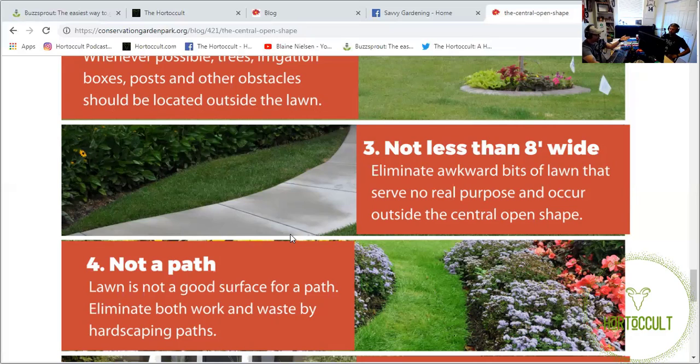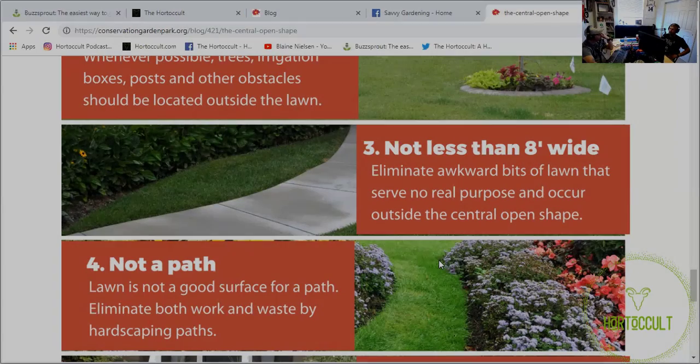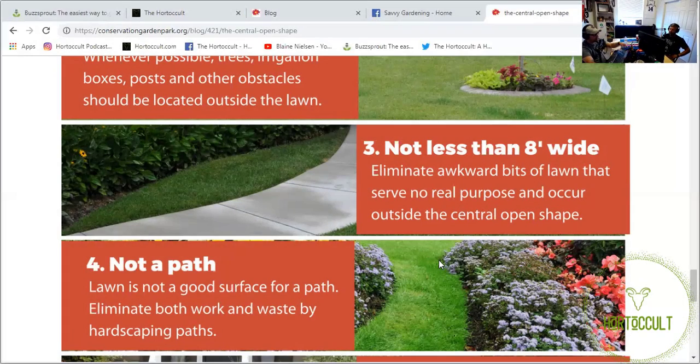Lawn is not a good surface for a path, eliminating both work and waste by hardscaping the path. Dude, and hardscaping is freaking awesome. It would look great. Love it. Imagine that with concrete pavers. Yeah. Or flagstone would be great. And then you can implement little things in between the flagstone.